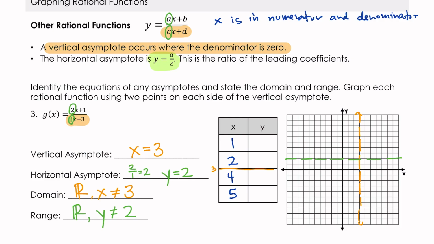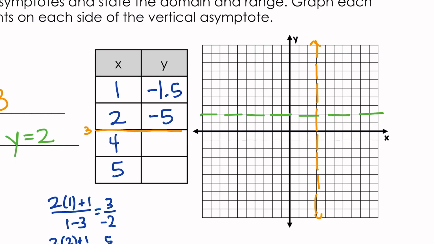So this 1, 2, 4, and 5, we're going to plug in to our equation. So I have 2 times 1 plus 1 over 1 minus 3. And so on the top, 2 plus 1 is 3. On the bottom, I get negative 2. So 3 over negative 2 is negative 1.5. Okay. Then I'm going to plug in the 2. So 2 times 2 plus 1 over 2 minus 3. So on the top, 2 times 2 plus 1, I get 5. And on the bottom, I get negative 1. So that's a negative 5. And I'm going to go ahead and plot those points. So positive 1, comma negative 1.5.